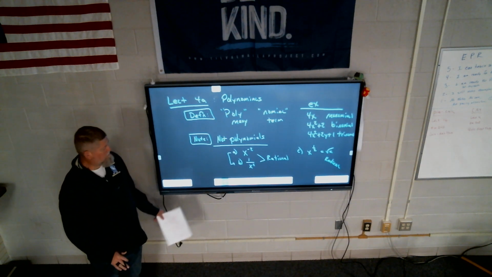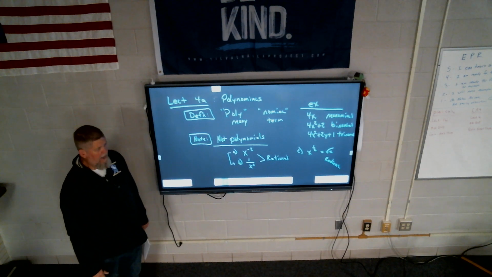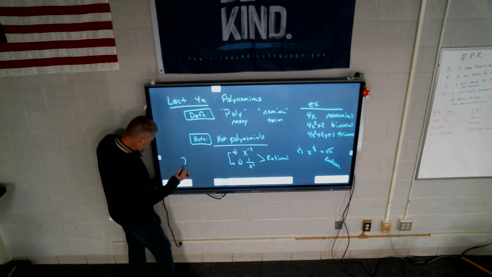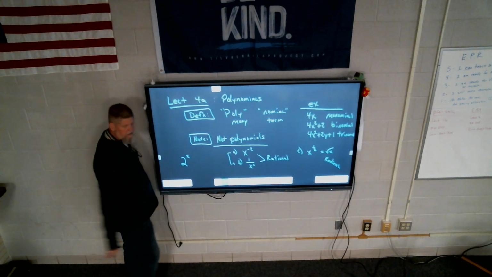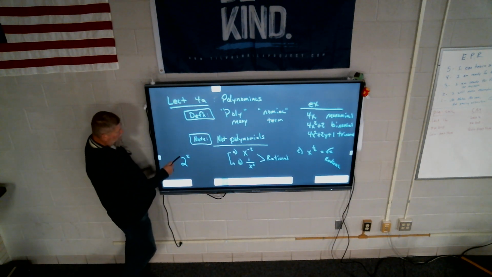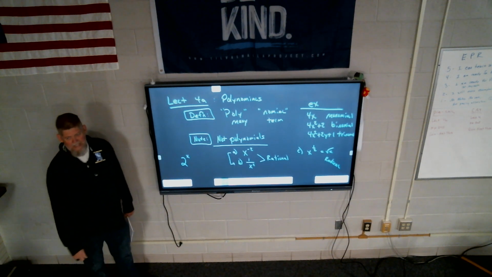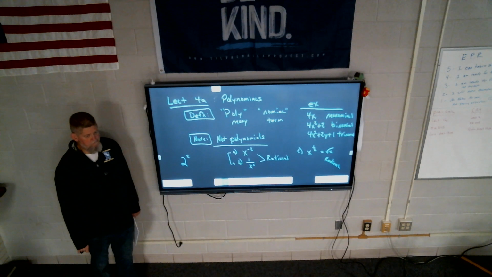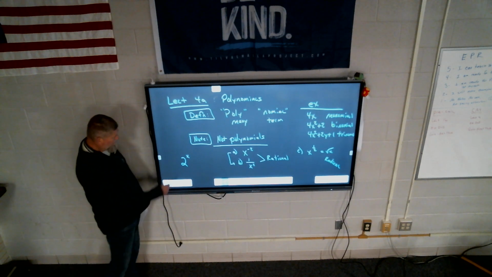All right, so these are not polynomials, these are rationals or radicals. How about this one, on a little side note, 2 to the x, where the exponent is actually a variable? Is that a polynomial? Well, no, because there's not multiple terms. What type of function is that called?